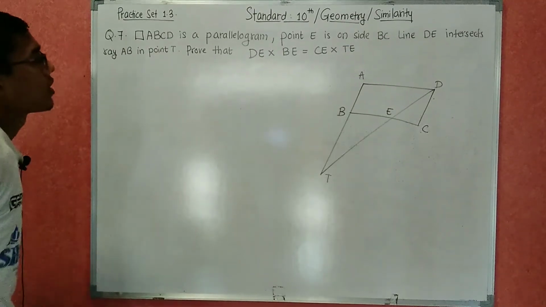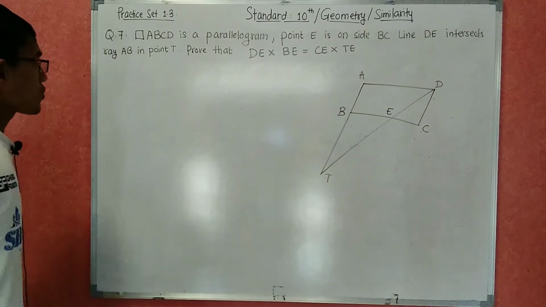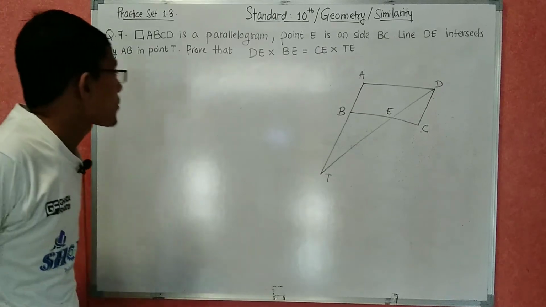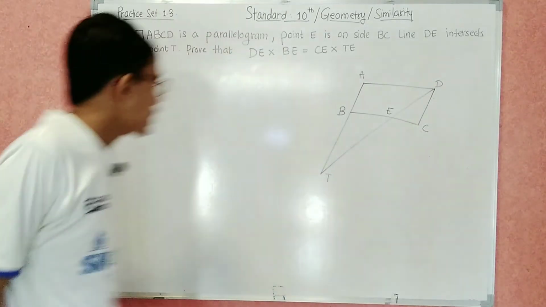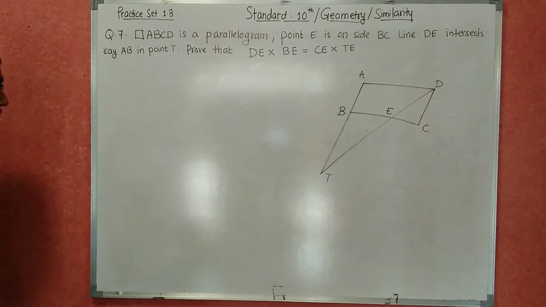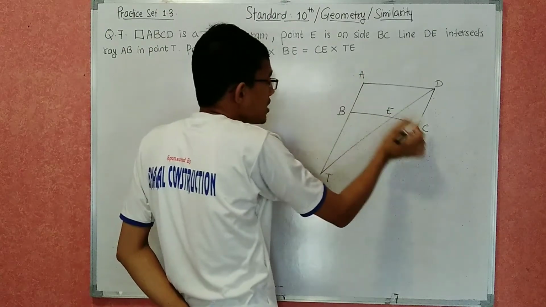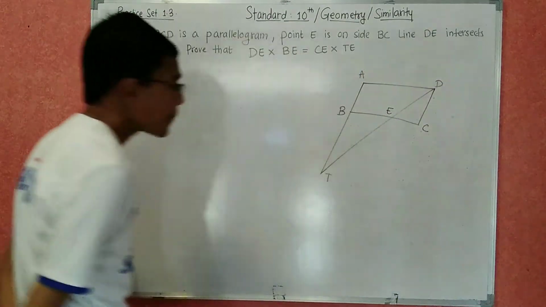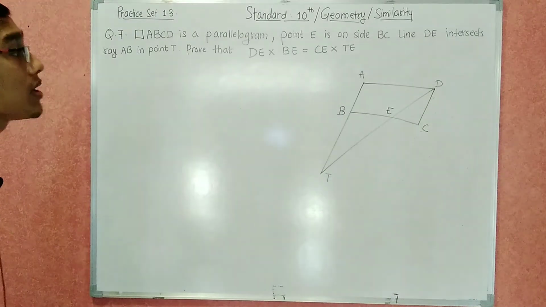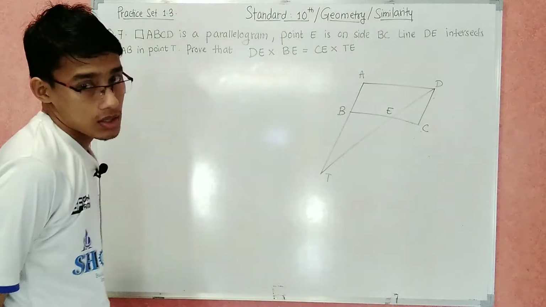So in this particular lecture we are going to solve two more questions from the practice set 1.3. Okay, so we will start with question number 7. So what is the question? Quadrilateral ABCD is a parallelogram. That means the opposite sides are parallel to each other.